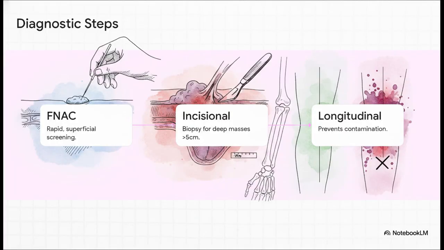So for patient A's superficial mass, step 1 is fine needle aspiration cytology, or FNAC. It's a fantastic, rapid screening tool that prevents us from creating a contaminated tissue tract. But look at patient B.